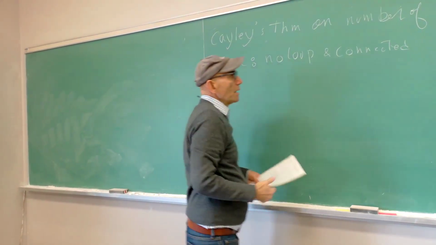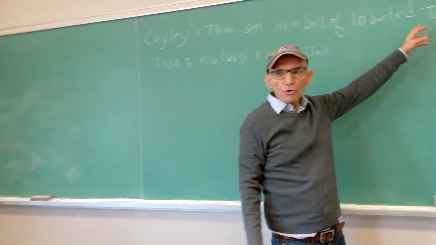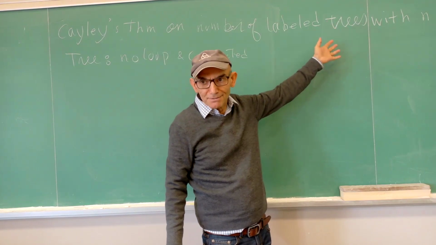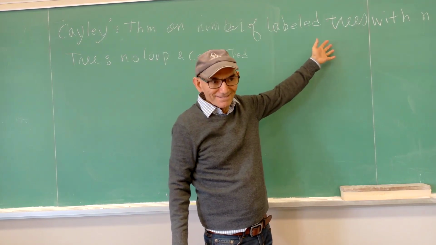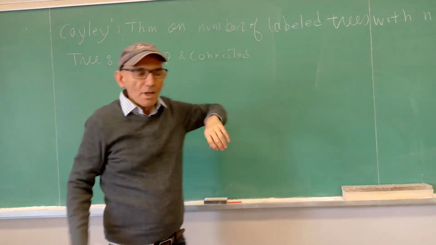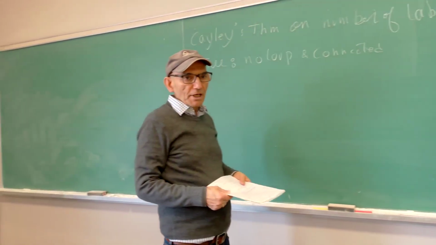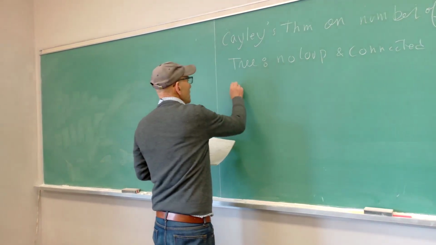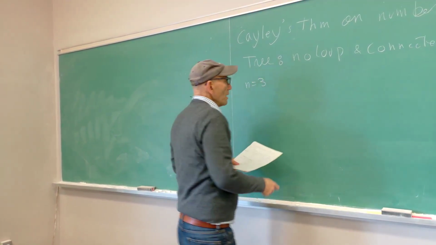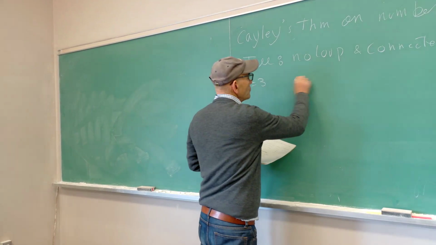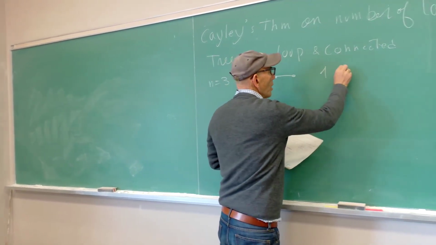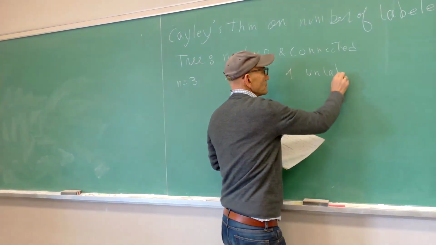So first of all, there are no formulas for the number of trees with n vertices. But once you label them, there is this beautiful formula of Cayley. So let me tell you the issue. For example, imagine a tree. If you don't label, you have only one tree with three vertices, just one unlabeled tree.